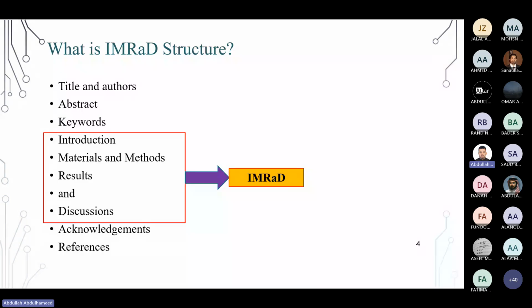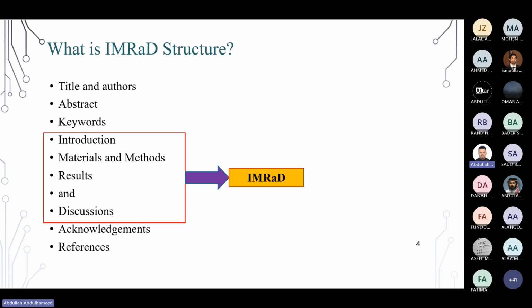Okay, now before I go into these elements one by one, I would like to explain what I actually mean by IMRaD, or what this structure is. Okay, let me tell you. IMRaD stands for I for introduction, M for materials and methods, R and D for results and discussion. So this is the structure we call the IMRaD structure.